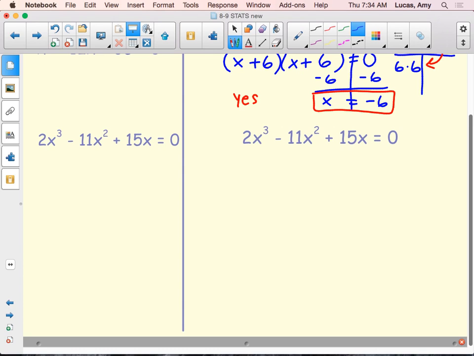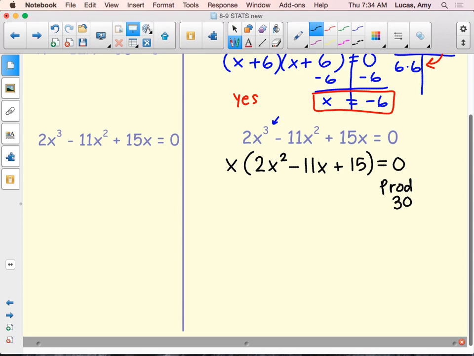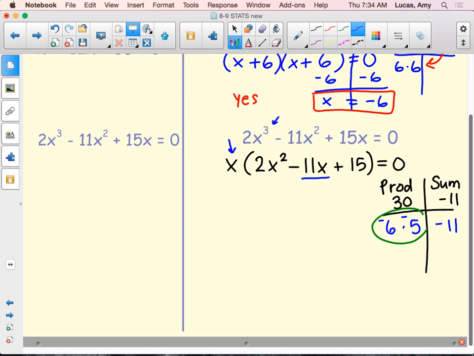Okay, this last one, you may notice there is an x to the third. It's not a quadratic, it's cubic. So we actually need to factor out that extra x first before we can get our binomials. So this is what it would look like if you factor out that x. Now I need a product of a times c, so 30, and a sum, -11. So 6 times 5 is 30. I need a -11, so they're both negative. So -6x and -5x. So I'm going to leave this x out here alone for a minute, and I'm just going to factor my trinomial.